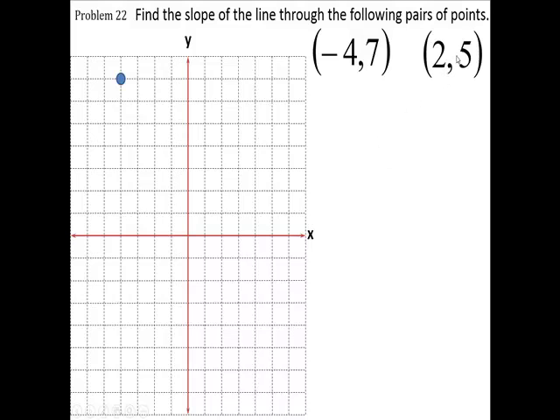Now let's graph the second point. Start at the origin and go 2 to the right. Okay, and then go up how much? 1, 2, 3, 4, 5. Okay, so this is what my graph looks like.